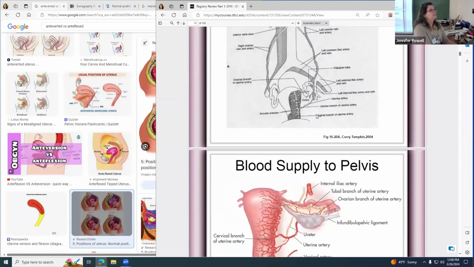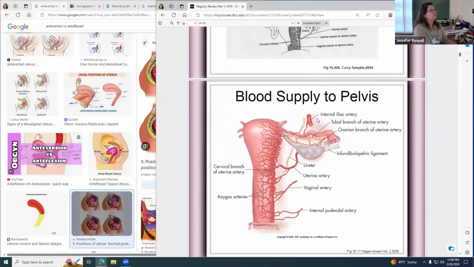It's a little easier to see on this one. All of these different branches. Then you've got the arcuate arteries that reach in deeper, feed into the uterine wall more centrally. And then those very inner arteries within the uterus are those spiral arteries, and they're the ones that shed.